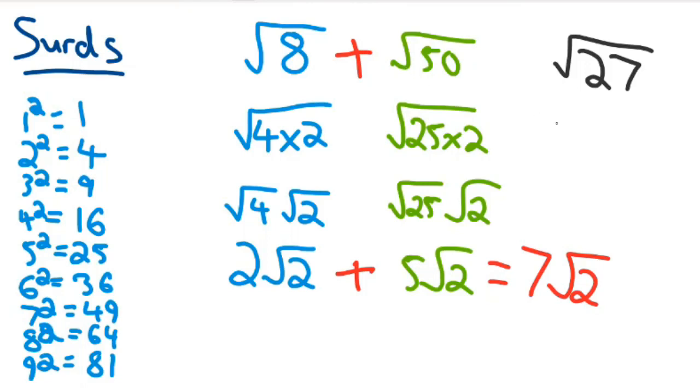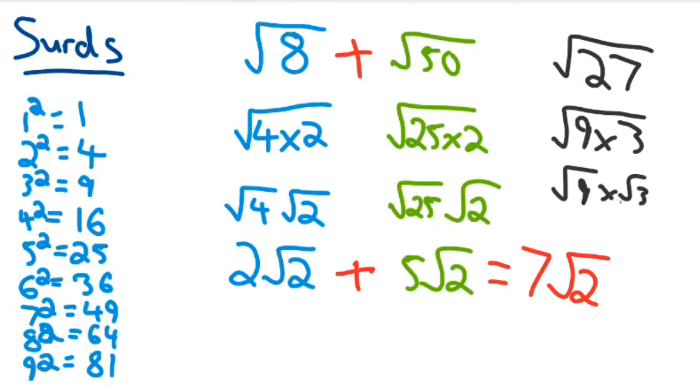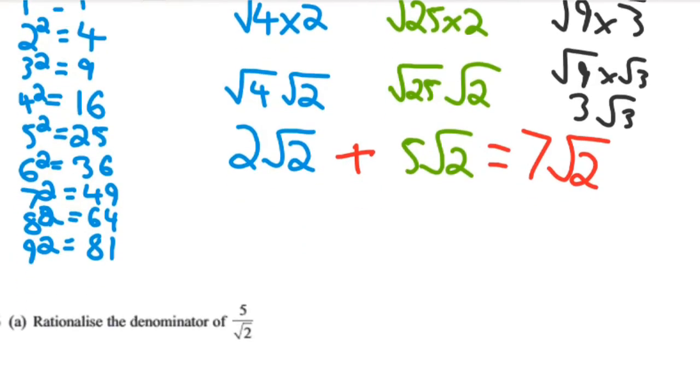Okay, so 27 we could split up into 9 times 3, which of course then is just your 9 times root 3, which will therefore be 3 root 3. Okay, so now we've covered kind of the basics of what we're going to be doing with surds.